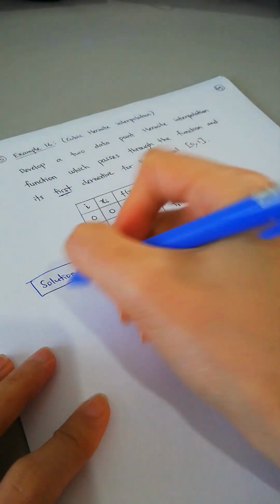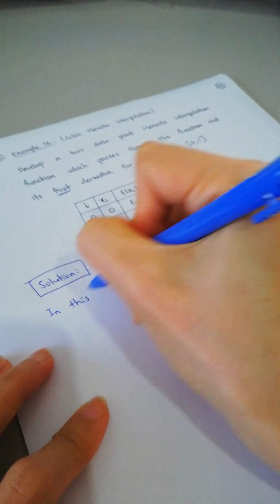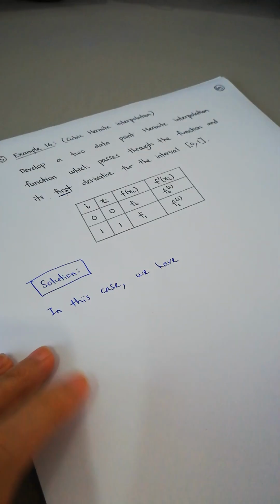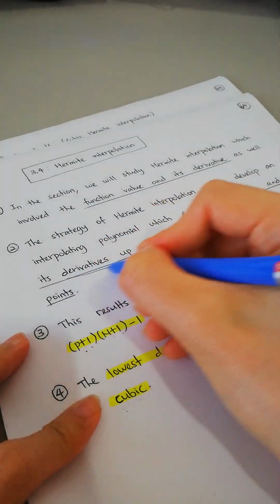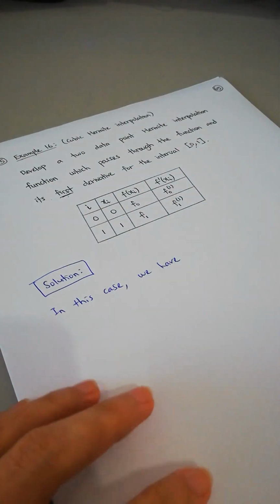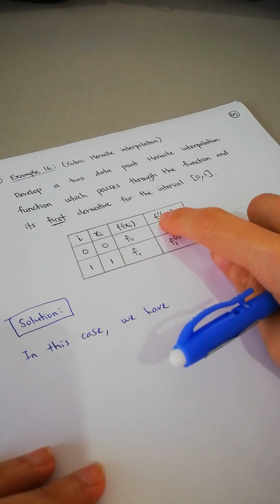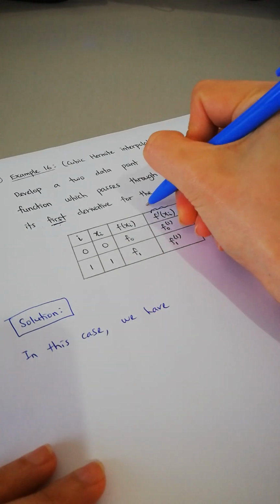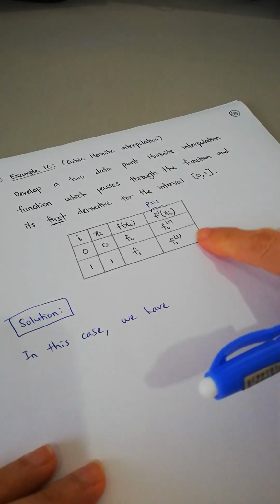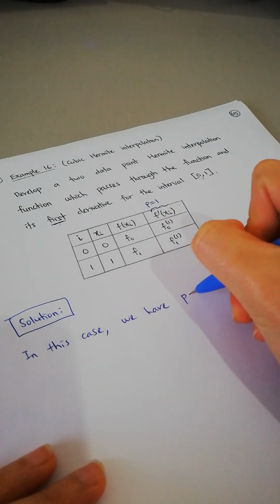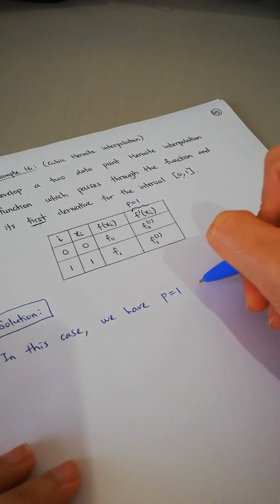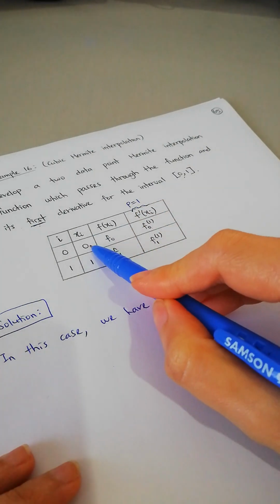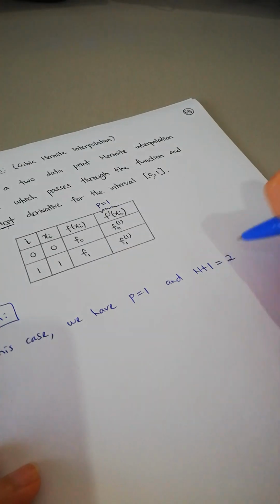Okay, so in this case, what is p? Because you need to know the p order, the derivative up to p order. So what is the derivative up to which order? In this case, we have only f prime, am I right? So that means your p is equal to 1, okay? This is the order. And how many data points do we have? One data point, two data points. So we have 2 data points.